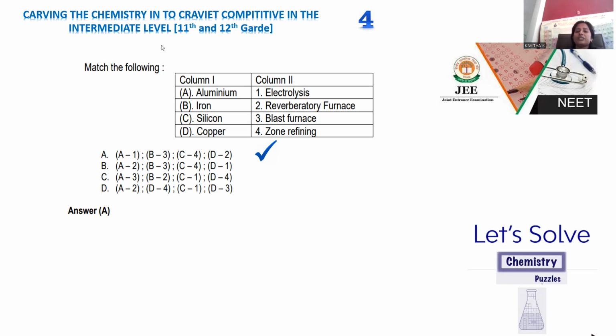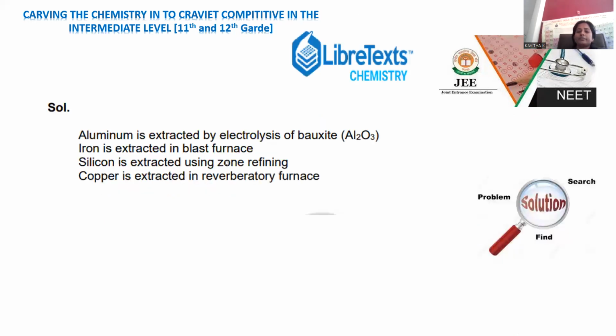Let's see how we can extract, what will be the right order. So there is the order provided to you. We will see in detail about this one. Aluminium can be extracted by the process called electrolysis.